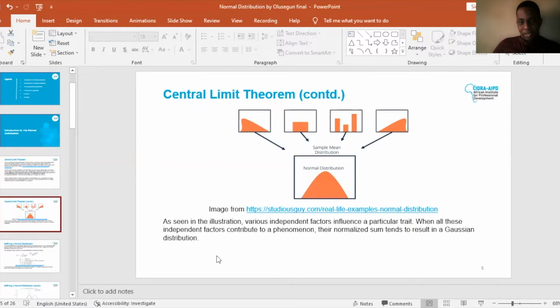Now, this is a pictorial description of the central limit theorem. We can see that there are four different plots with different shapes. But they all end up being described by a normal distribution as the sample size becomes larger. This image supports and puts more emphasis on what we just discussed regarding the central limit theorem. As seen in the illustration, various independent factors influence a particular trait. When all these independent factors contribute to a phenomenon, the normalized sum tends to result in a Gaussian distribution.